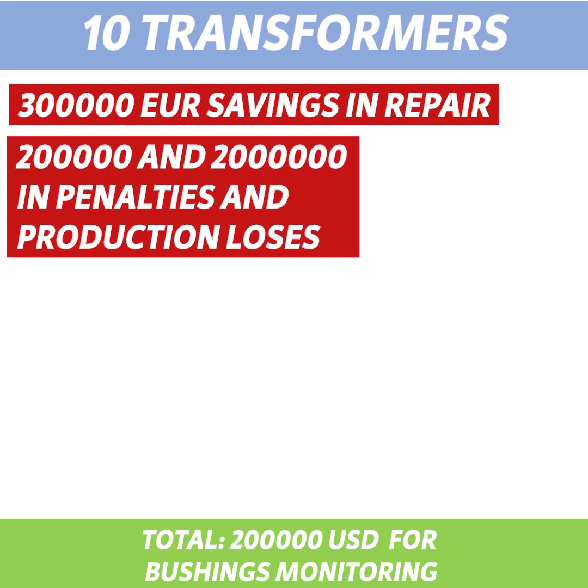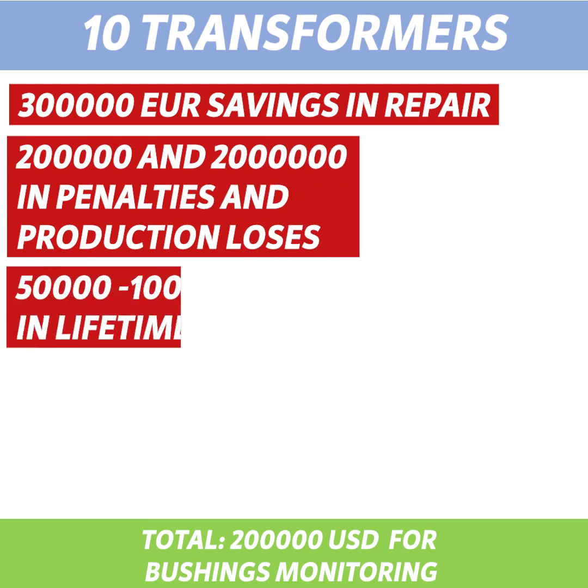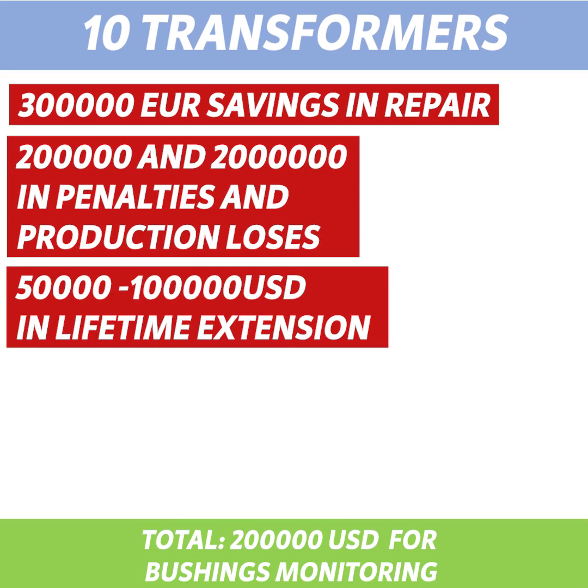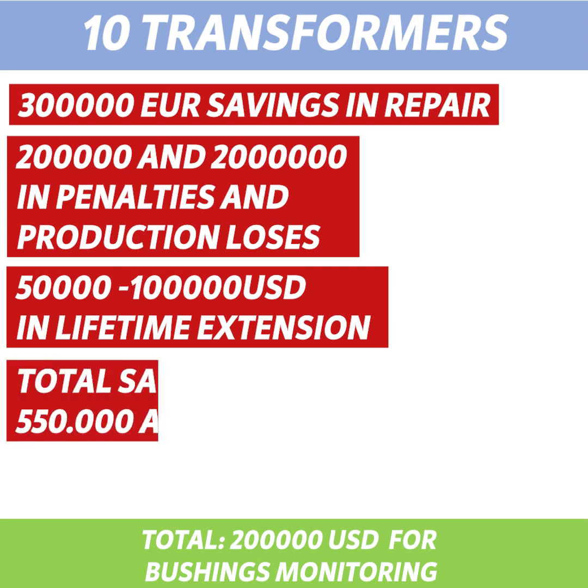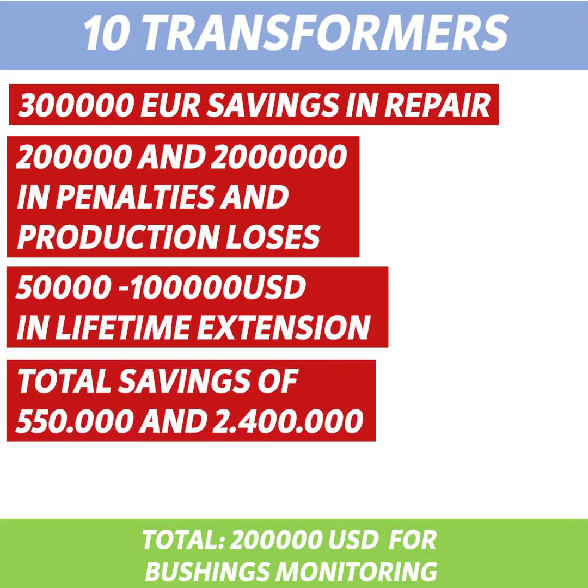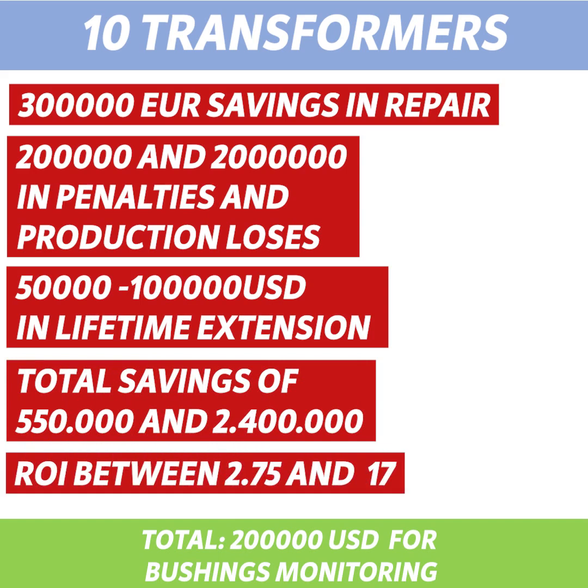Between $200,000 and $2 million in penalties and production losses. Approximately $50,000 to $100,000 US in lifetime extension. That is between $550,000 and $2,400,000 US total saving. The ROI is between 2.75 and 17, which means for every dollar you have invested you are saving between 3 and 17 US dollars back.